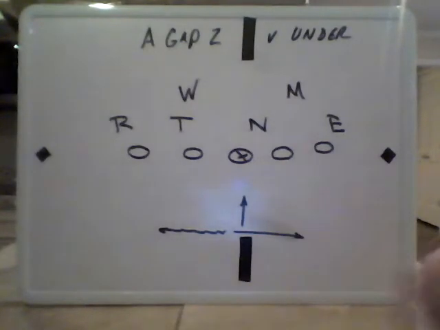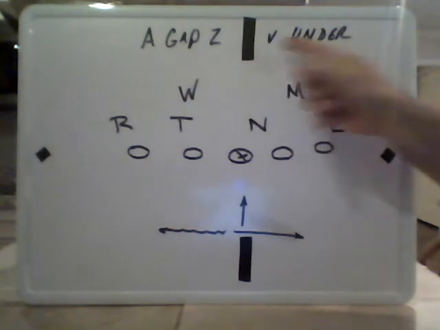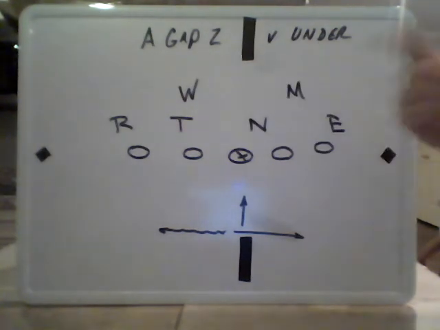Hey, yesterday we did a generic thing about boxes, and I wanted to do a more practical application. So I'm going to try and do A gap zone versus under, then over, and then odd front. And I just want to talk about the particulars or the specifics.